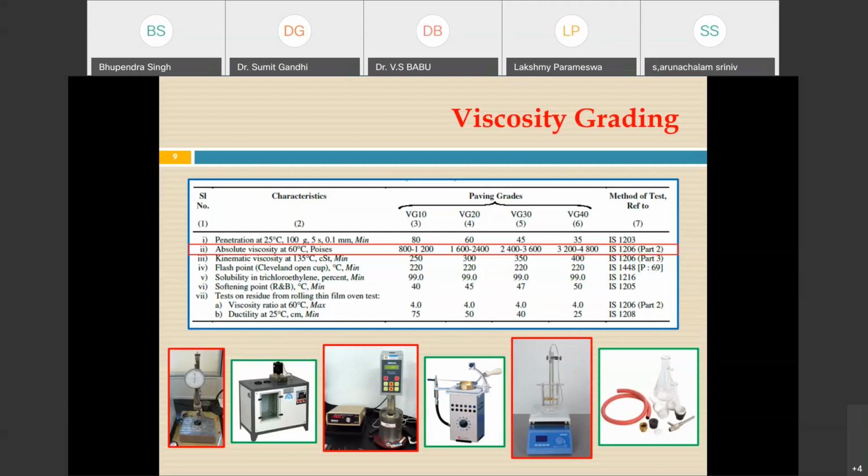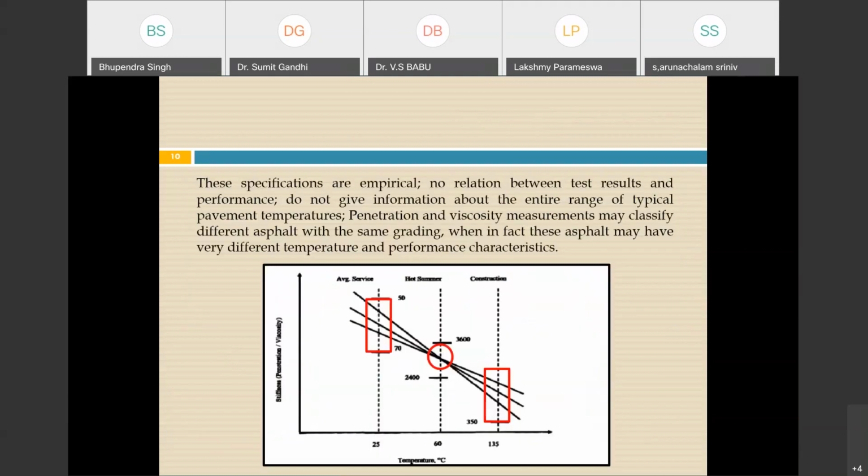ratio, and then the ductility test is performed. So all these tests are performed to check the different properties, but the basic criteria remains the absolute viscosity at 60 degrees Celsius. And that is how our viscosity grade is decided. So when we are discussing viscosity grades, it looks like a fairly decent criteria, because viscosity is a very important property also. But there is a problem associated with viscosity grade and penetration grade also, because these specifications which are given are empirical specifications, and there is no relation between the test results and the field performance. So that creates a problem.